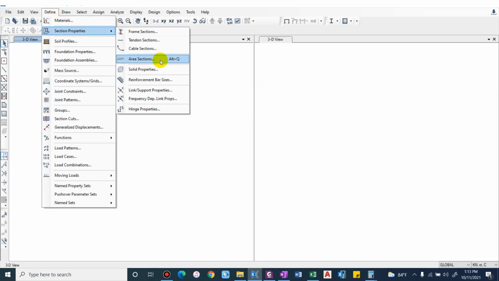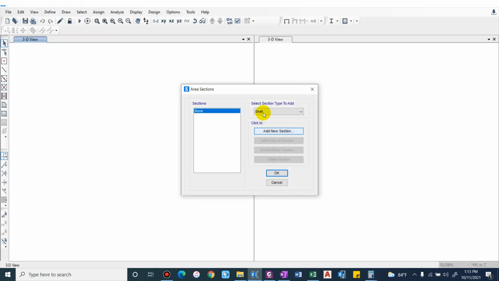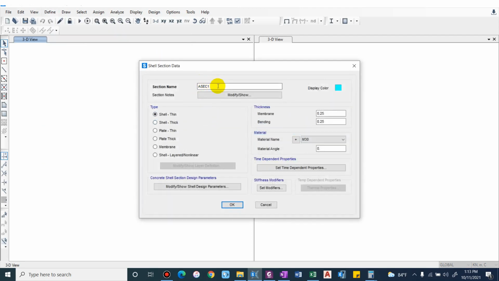Section properties, so we'll define area sections. Add new section. Firstly we will define base slab, and the depth is 1.4 meter. So thickness for membrane 1.4 and thickness for bending 1.4. Basically this is about the property modifier, but for now we'll provide the same, that is 1.4 and 1.4.